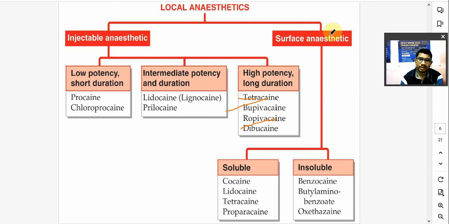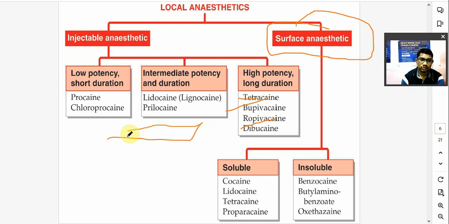Next class आता है आपका surface anesthetics. So these are the injectable ones, which are used for infiltration anesthesia. The others are known as surface anesthetics. In that also you have two types. इसके ऊपर भी question आ चुका है. Surface anesthetics are further classified into soluble and insoluble.